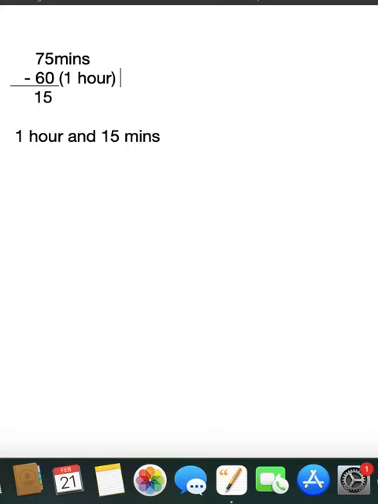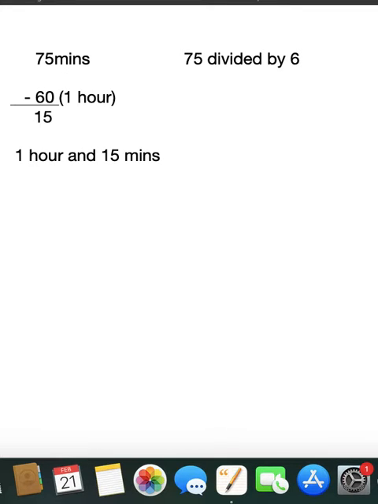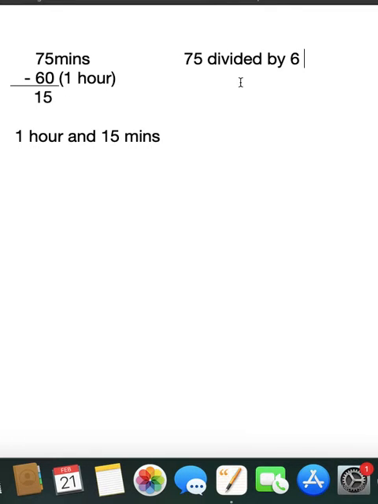A quicker way to do that is take the number and divide it by 6, for 60. So 75 divided by 6. You're thinking to yourself, 6 into 7 goes once, with 1 over, and 6 into 15 cannot go, so it's 1 hour 15 minutes.